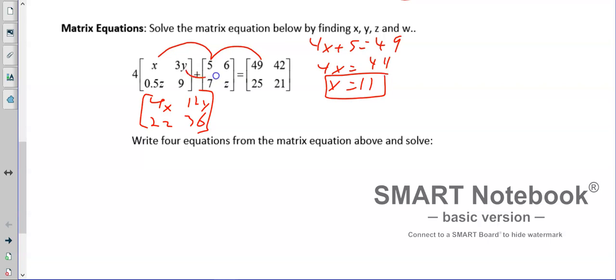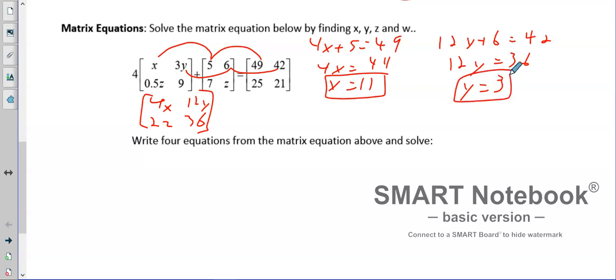12y. Remember the 3y goes with the 6 and the 42. So 12y plus 6 equals 42. Subtract the 6. 12y equals 36. Divide by 12. Y is 3. The z goes with the 7 and the 25. I'm going to go below here. So I have 2z plus the 7 equals 25. Subtract 7. 2z equals 18. Divide by 2. Z is 9.